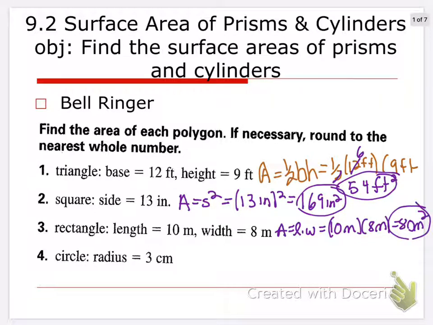And then the last one is a circle. Feels like a long time since we did circle. So circle equals pi r squared. You guys might remember that from our pi day. 3 centimeters squared gives me 9 pi centimeters squared. Remember, 3 times 3 is 9. You can put the decimal with that, but I'm okay leaving it as an exact answer.